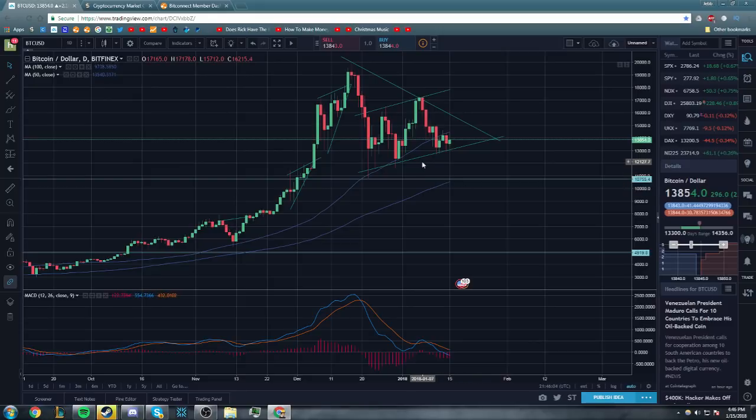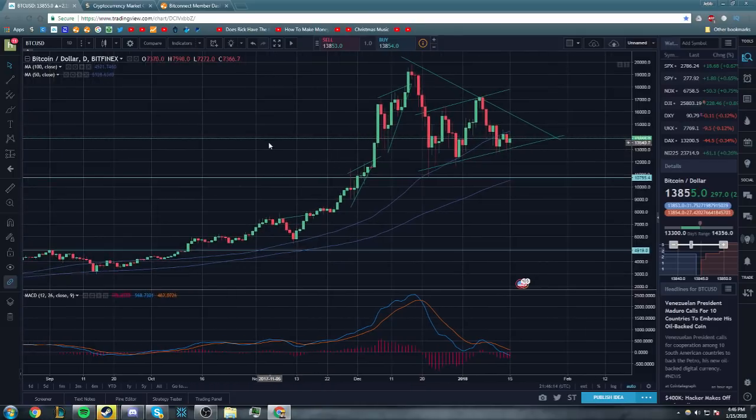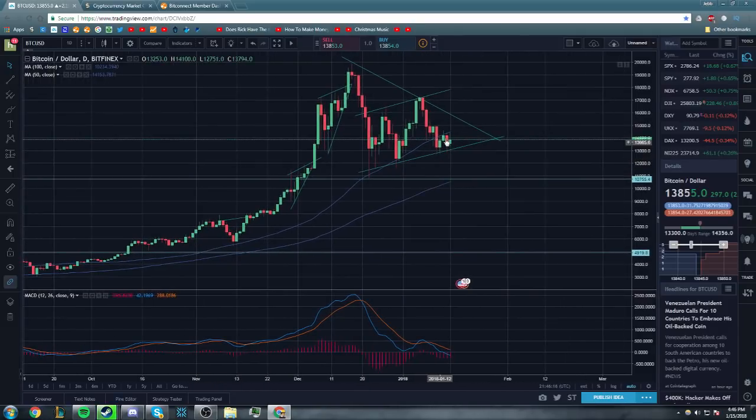The first two things that I want to point out with Bitcoin is this triangle pattern that I've drawn here and the 50 and 100-day moving averages. Now, if you're not familiar with them, a moving average is basically a series of dots, and each dot is the average of the price of the chart for the past whatever the period is. This top line that I'm hovering over is the 50-day moving average, and the bottom one down here is the 100-day moving average.